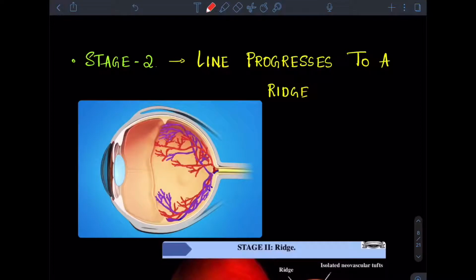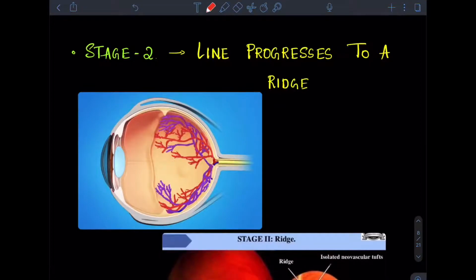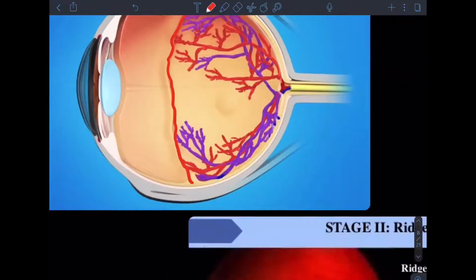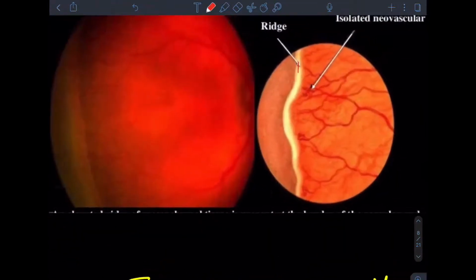Now coming to stage 2. In this, the demarcation line which was there in the first stage will progress to a ridge. It will become a 3D structure and it will become a ridge. Like this here, it is a ridge now. The line becomes the ridge. Okay. This is stage 2. And here also we can see the ridge.